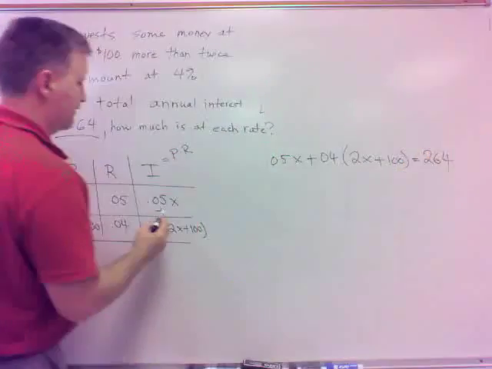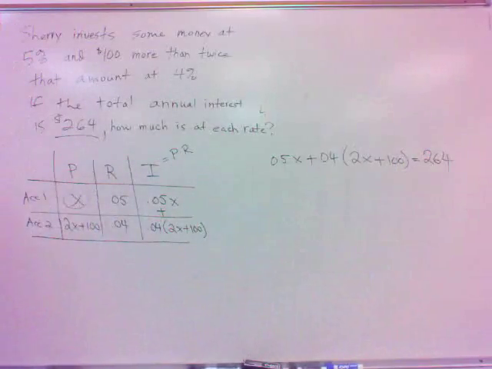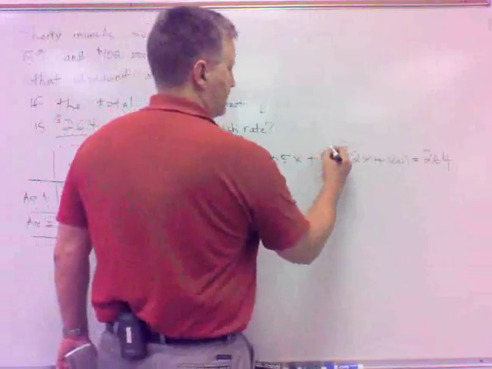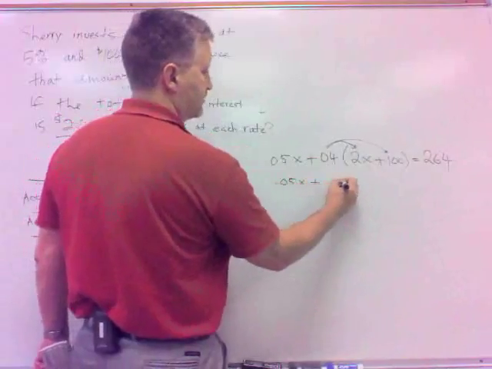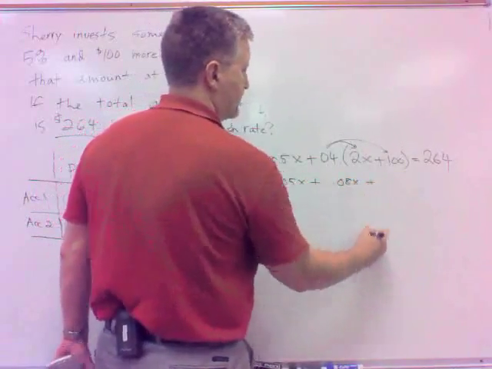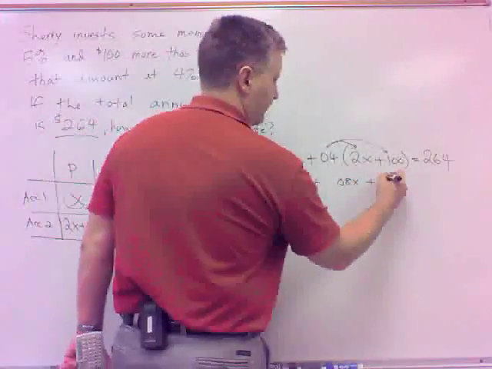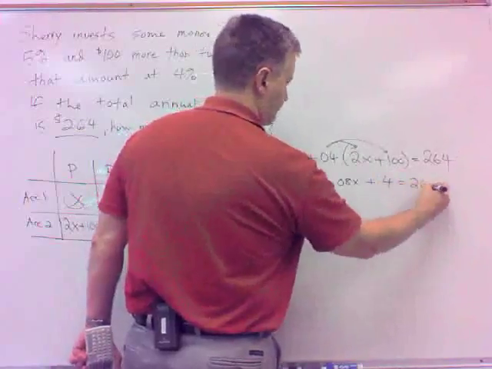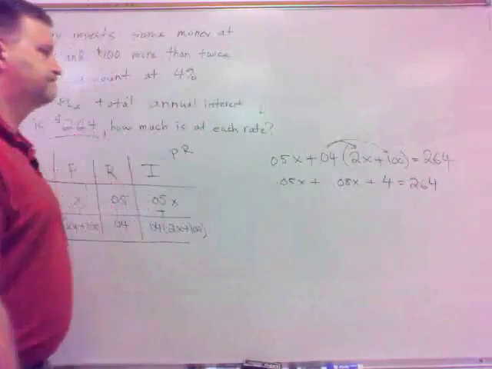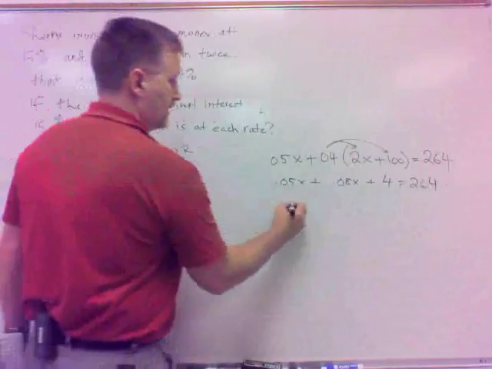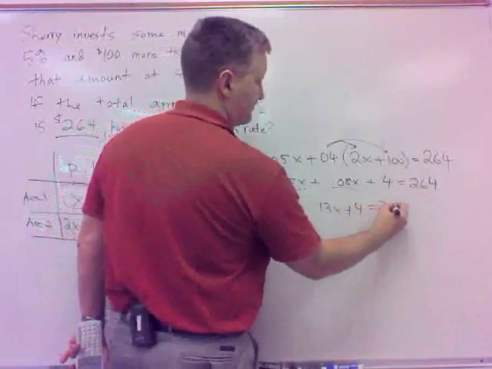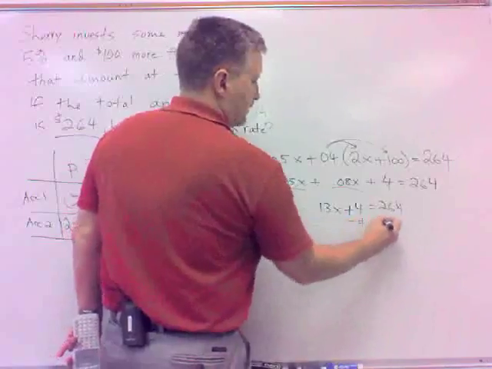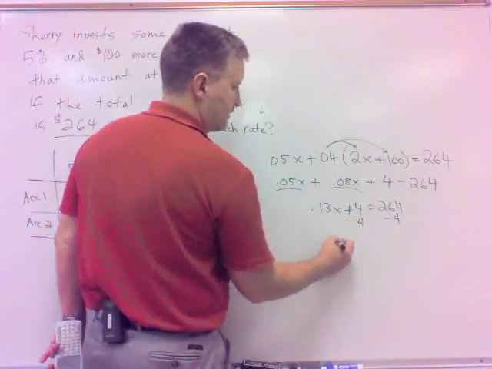Yeah, so just add those two expressions. Gives me a nice equation there to solve, linear. Distribute the 0.04, so I have 0.05x plus 0.08x plus, see, 0.04 times 100 is 4, isn't it? Like terms, 0.13x plus 4 equals 264. Subtract 4.